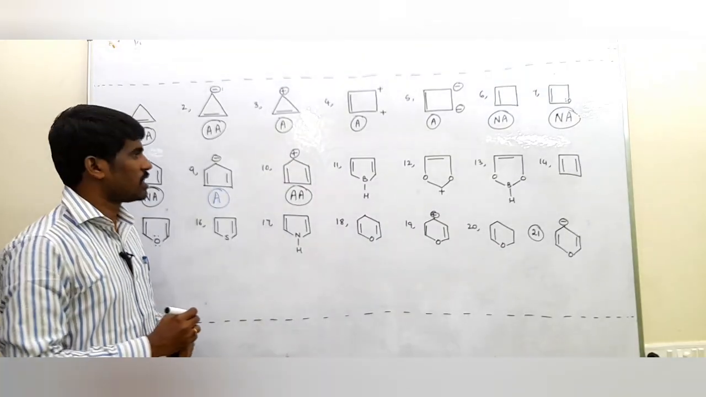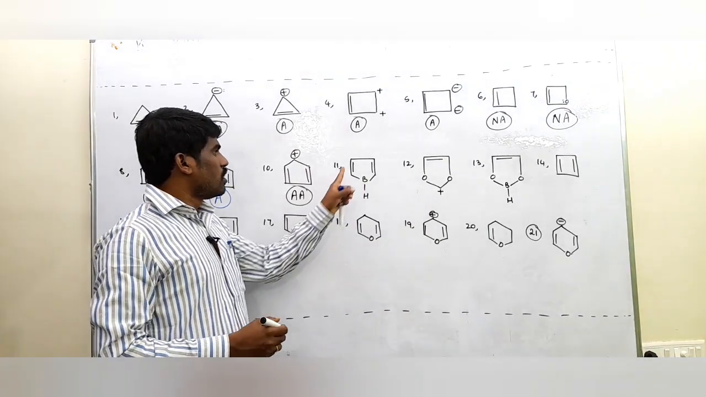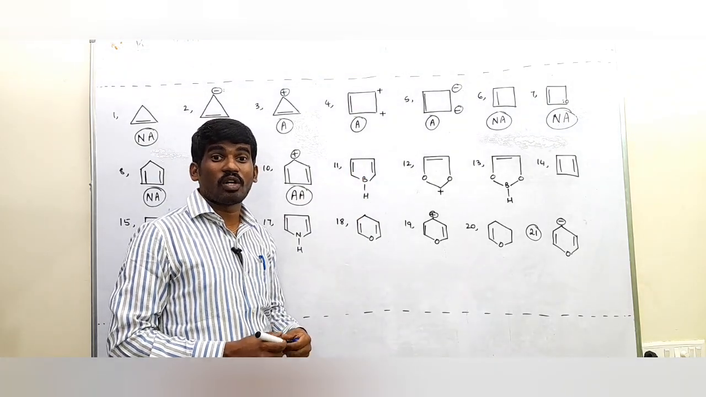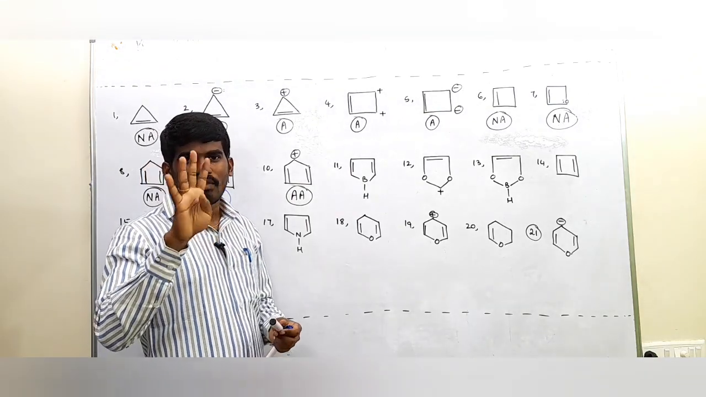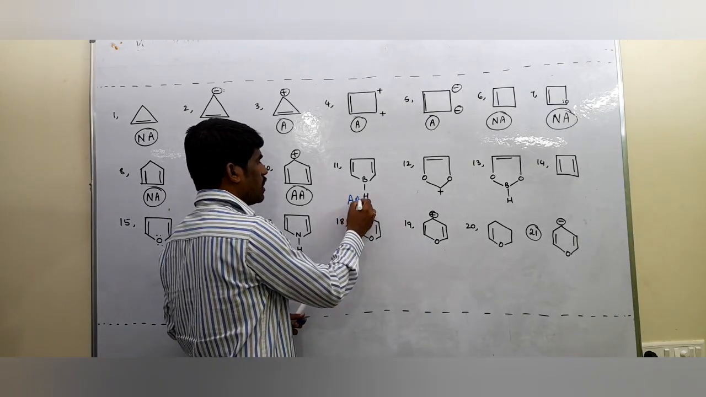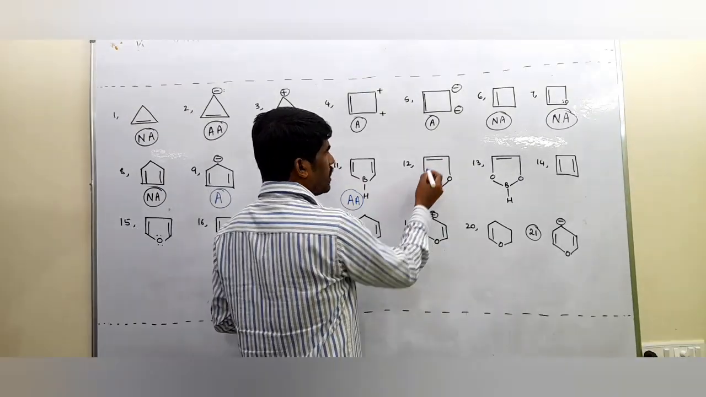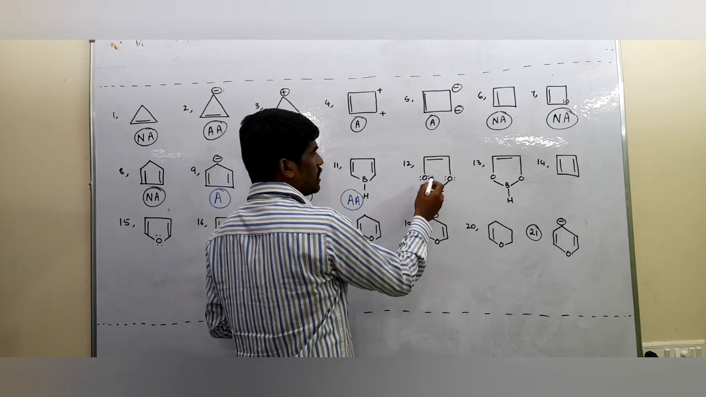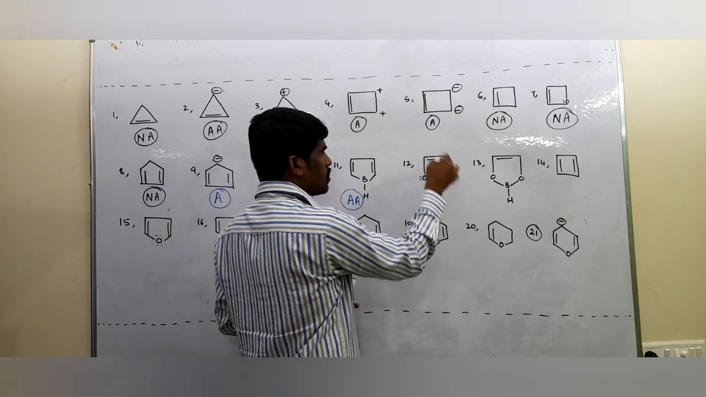When it comes to compound number 11, here there are 4 pi electrons, and this pi is in conjugation with the vacant orbital of the boron. Conjugation is present throughout, but the pi electrons are 4. When pi electrons are 4, that compound is treated as an anti-aromatic compound. And here, the pi is in conjugation with the lone pair of oxygen, isn't it? The pi, lone pair and positive charge, and it is a closed conjugation.